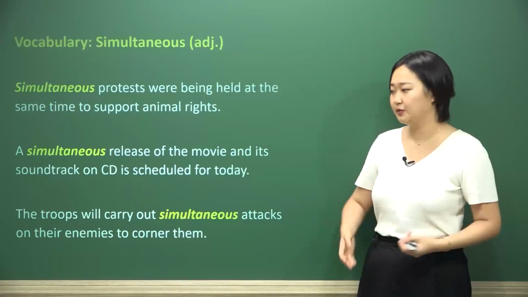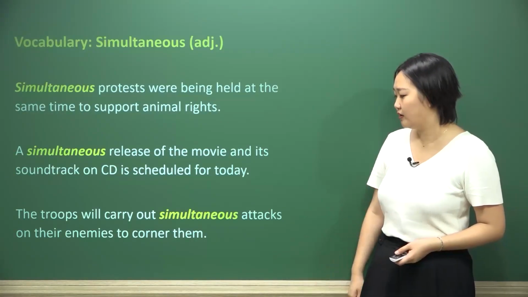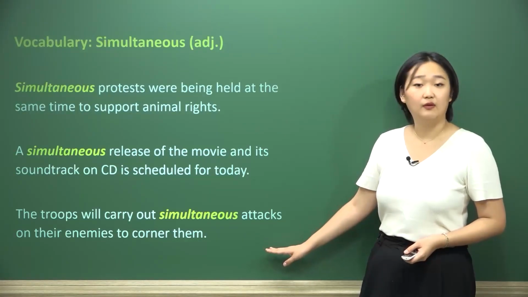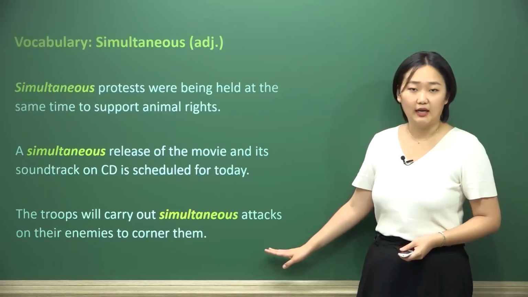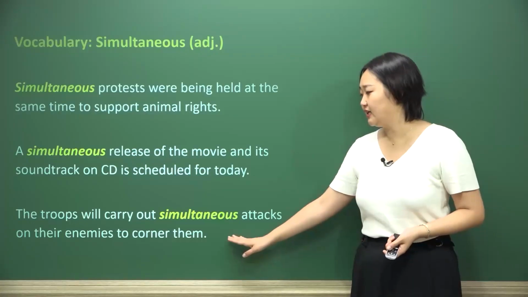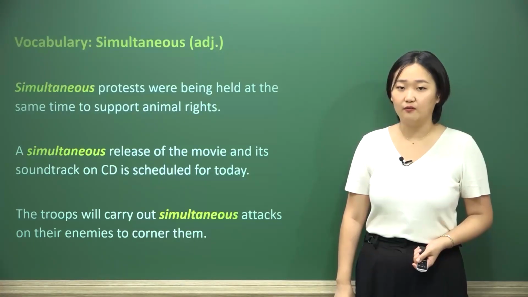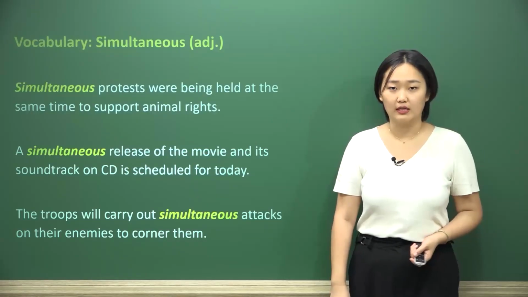And the troops will carry out simultaneous attacks on their enemies to corner them. And so one attack coming from the left and one attack coming from the right, simultaneous, existing or something occurring at the exact same time. We have that idea here as well with the word simultaneous, really describing and putting into perspective what we're talking about when we say the word attacks.